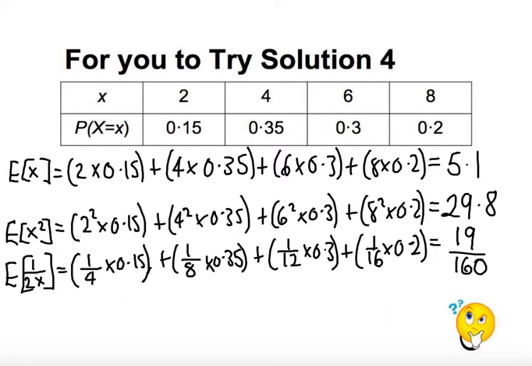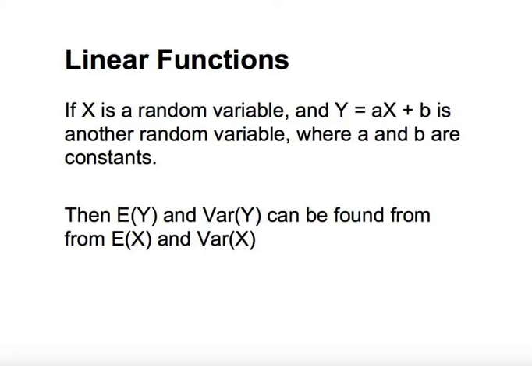Okay, well, hopefully you're happy with everything so far. We have one final thing to look at when exploring expectation and variance for discrete random variables, and we're going to look at that now. So far we've looked at functions of x which were non-linear, so x squared, x cubed, 1 over x, 1 over 2x. However, now we're going to look at what happens if we've got a linear function. Now if x is a random variable and y equals ax plus b is another random variable where a and b are constants, so this makes it a linear function, then the expectation of y and the variance of y can be found from the expectation of x and variance of x. Before we do that though, let's do this by first principles and the method that you already know.